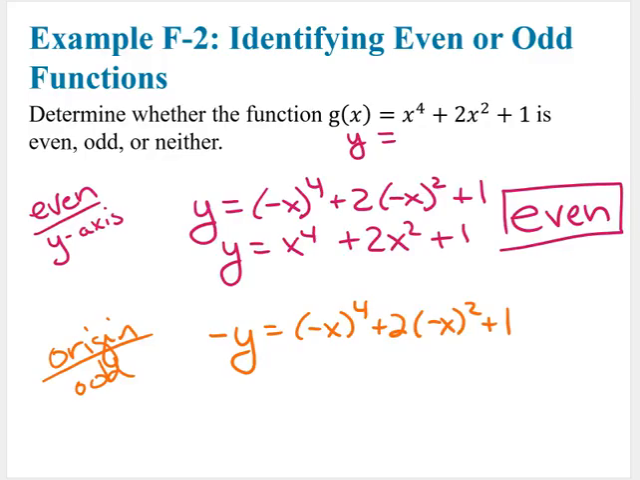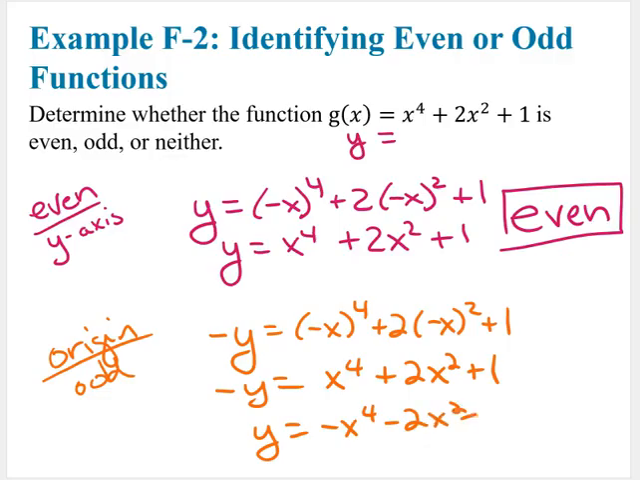Okay, so again, we know that this side, it's just going to end up as positives because when you square a negative, they stay positive. But then we've got this negative in front of the y, so that means we have to change the signs on everything. So that is definitely not odd. So it is not odd. We did not have origin symmetry. So that function is strictly even.